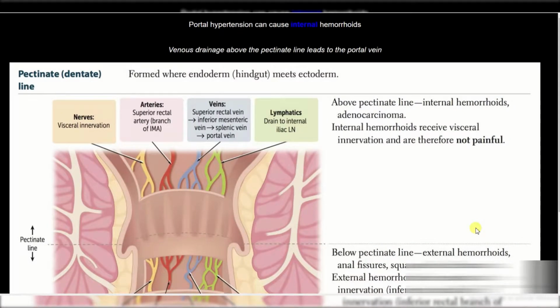internal hemorrhoids. Portal hypertension can be caused by internal hemorrhoids. How is it caused by the internal hemorrhoids? Let's discuss that. Venous drainage above the pectinate line. Hope you remember the pectinate line.